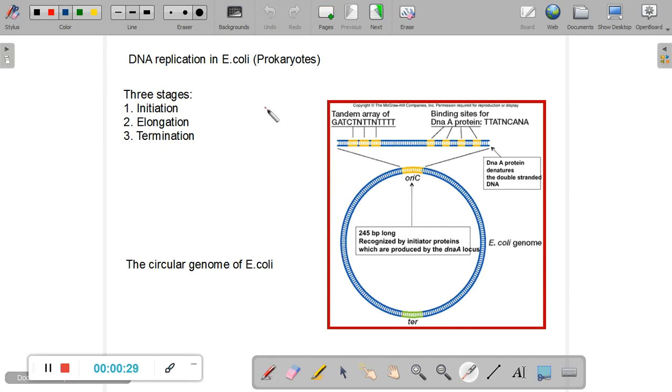process remains the same, and that's why this is basically an introduction to the process of DNA replication. Now, the process of DNA replication takes place in three stages: the stage of initiation or the beginning, the stage of elongation when the chain grows, and the last step is termination, when the replication stops.